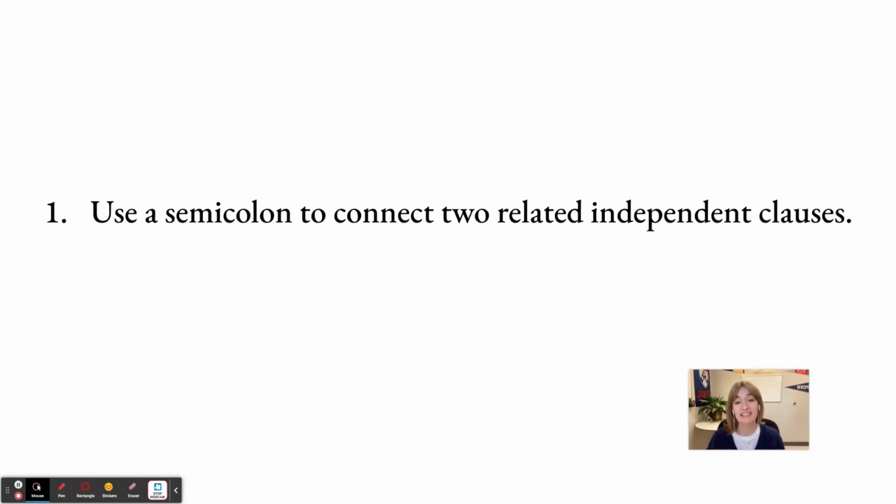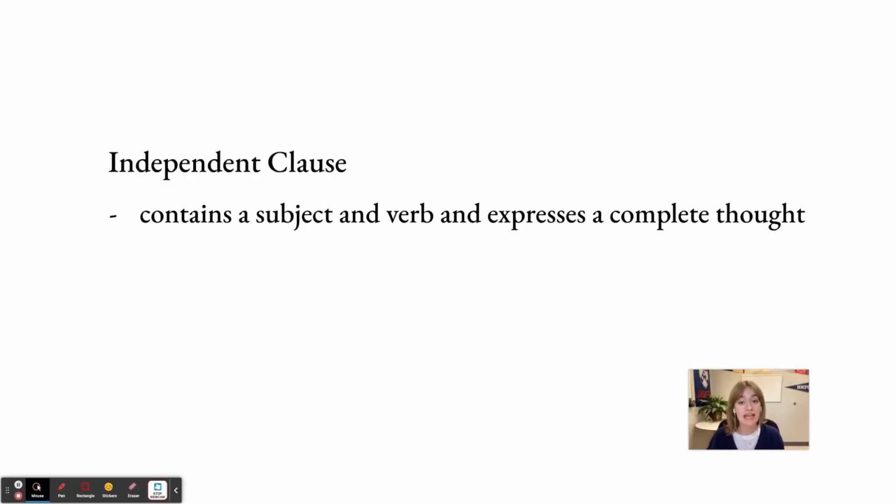One of the most common ways semicolons are used is to connect two related independent clauses. If you're like, oh my goodness, I'm already lost, I don't know what an independent clause is, no worries. An independent clause contains a subject and a verb, and it expresses a complete thought.